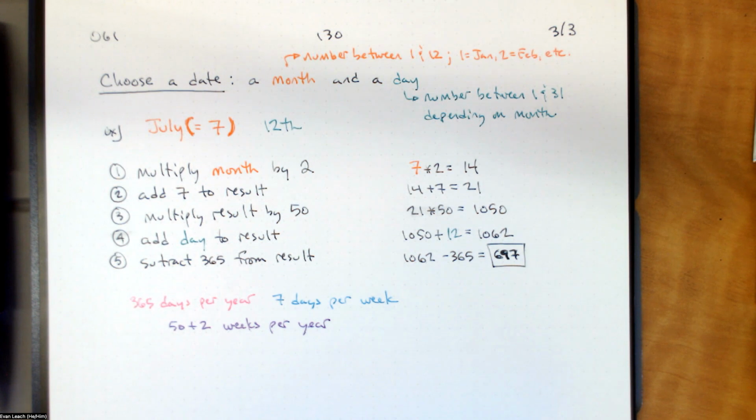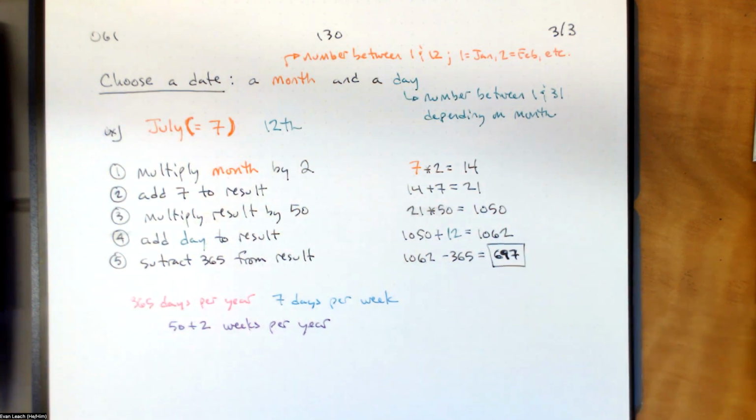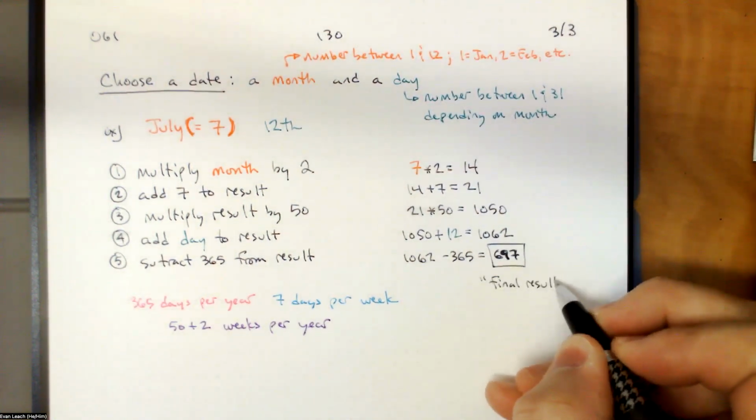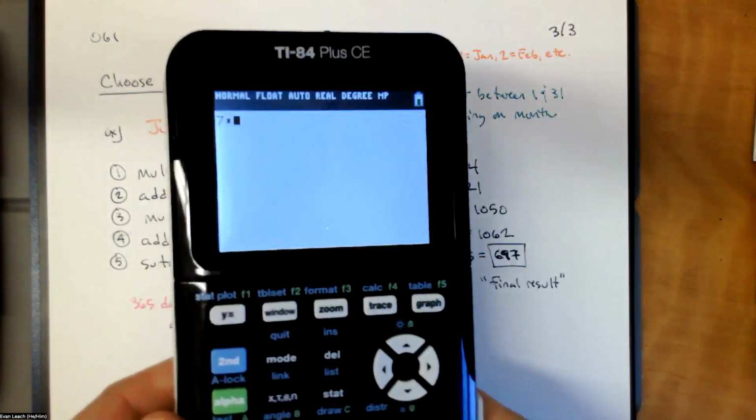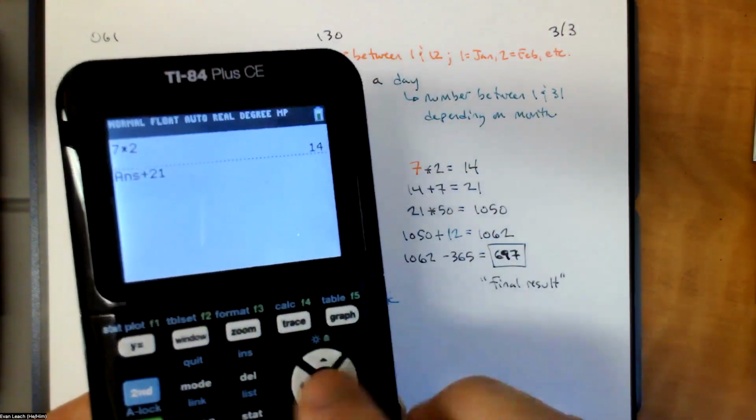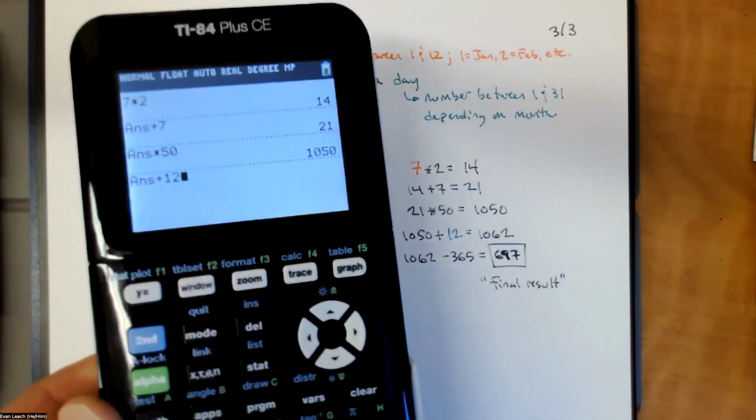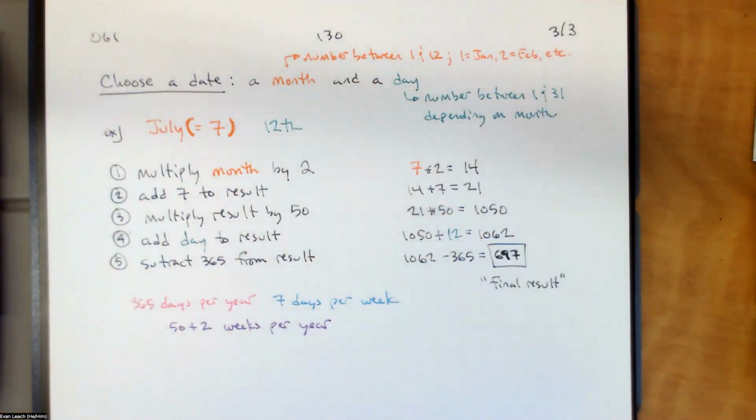Has everybody got their final result? My final result will be 697. Take a minute and double check your final result. 7 times 2 is 14. Just run through the 5 steps again and double check the final result.